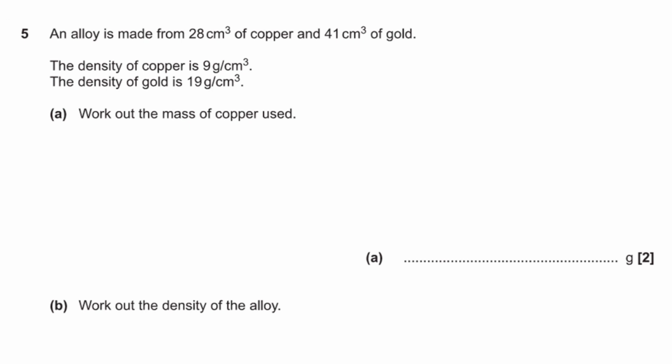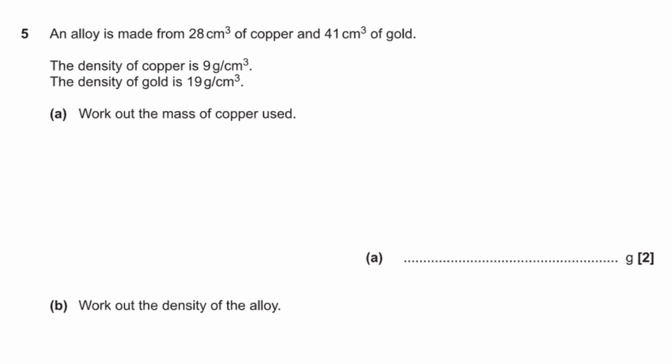So those two amounts are actually volumes, aren't they, in centimeters cubed. So I know the volume of copper and the volume of gold. Now I'm told that the density of copper is 9 grams per cubic centimeter, and the density of gold is 19 grams per cubic centimeter. Work out the mass of copper used.